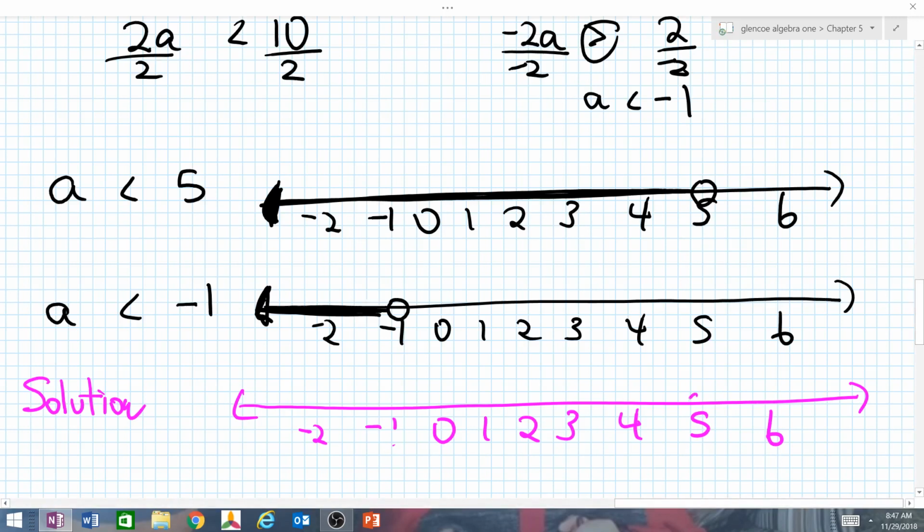So my solution will have an open circle at 5, and it will include everything to the left. But Mrs. Urso, the second graph has an open circle at negative 1. I know. But the first graph included negative 1 in the solution, so it has to be part of the solution. So your answer will be an open circle at positive 5 and everything to the left.